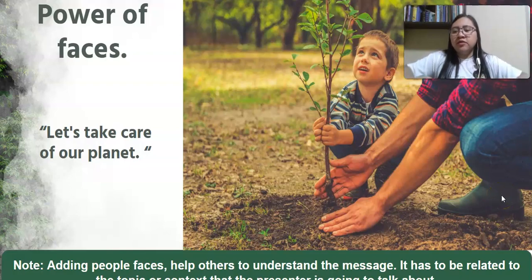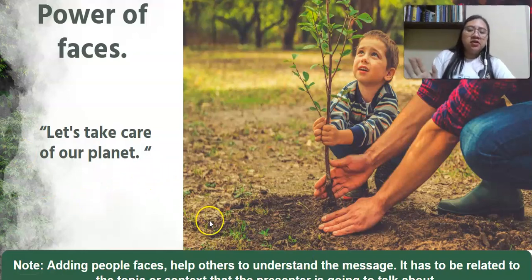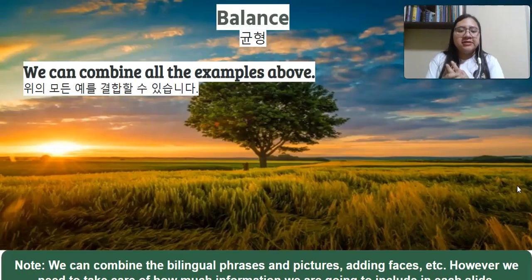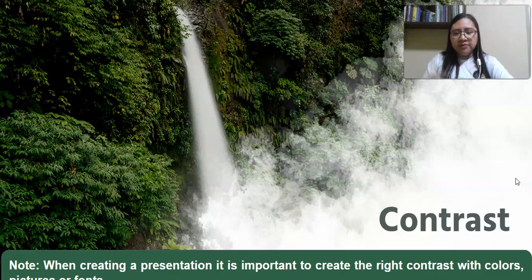And if you want to add faces, there is a power of faces. Adding people's faces helps others to understand the message. It has to be related to the topic or context that the presenter is going to talk about. So, for example, here, let's take care of our planet. That's the presentation, so I add a face related to the topic. We can combine all the examples above, like bilingual.